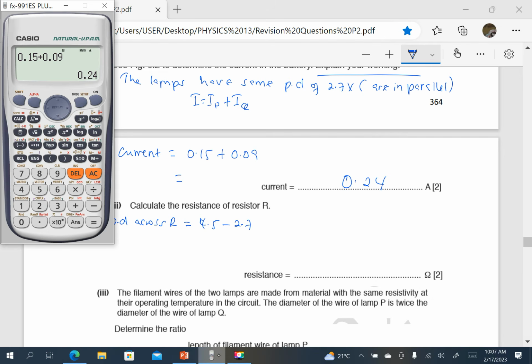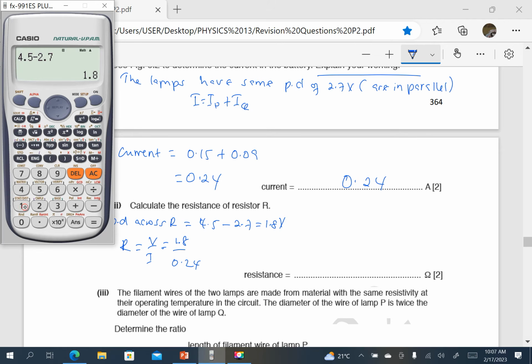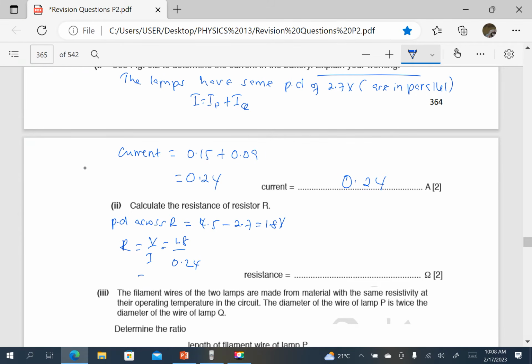So this is going to be 4.5 minus 2.7, which gives us 1.8. That is the PD across R. Now that we know the current through R, which is the same as the current through the battery, we can simply substitute. The resistance R is V over I, which is 1.8 divided by 0.24, which gives us 7.5. So R is 7.5. Okay, so that's method 1.